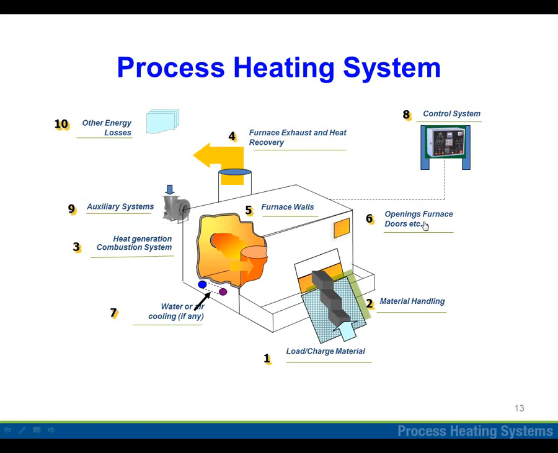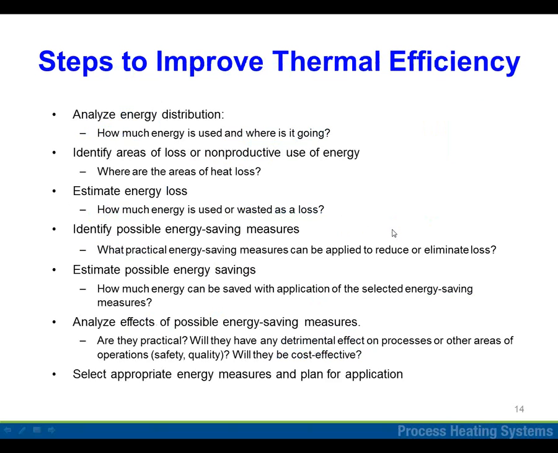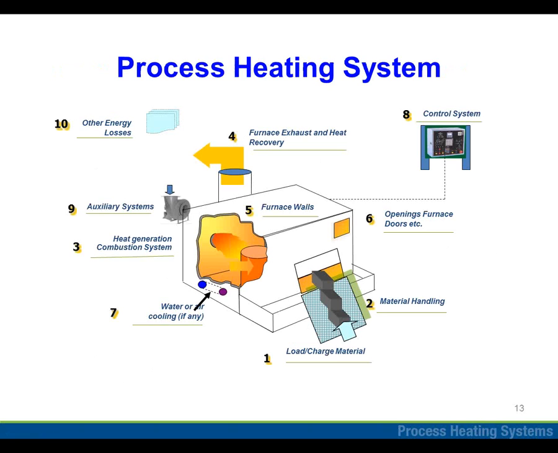Then furnace walls. The sixth one is the openings and doors and stuff like that. Seventh is going to be the water cooling, particularly in walking beam furnaces. We have water cooled skids. And then control system. People use level 1 control, level 2 control, level 3 control, so on and so forth. And then you have blowers and exhaust air blowers or combustion air blowers, and then there are a whole bunch of other heat losses. So again, what we are going to do here in discussion as well as in practice, we are going to look at each of these elements and see where we can save energy.